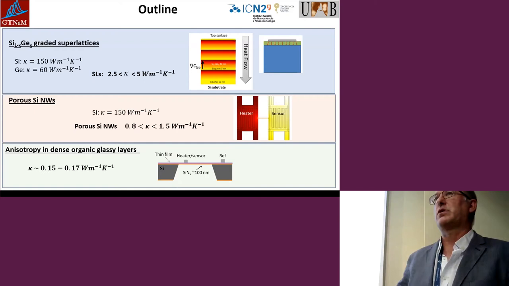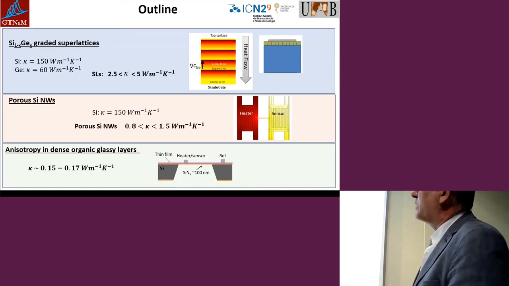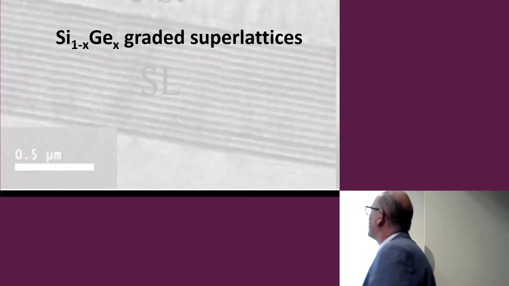I will not go into detail through the techniques. I will just detail a little bit more this one, and I will try to put the focus a little bit more on the materials and on the reason for the decrease of the thermal conductivity. Okay, let me go through first the silicon germanium graded superlattices.